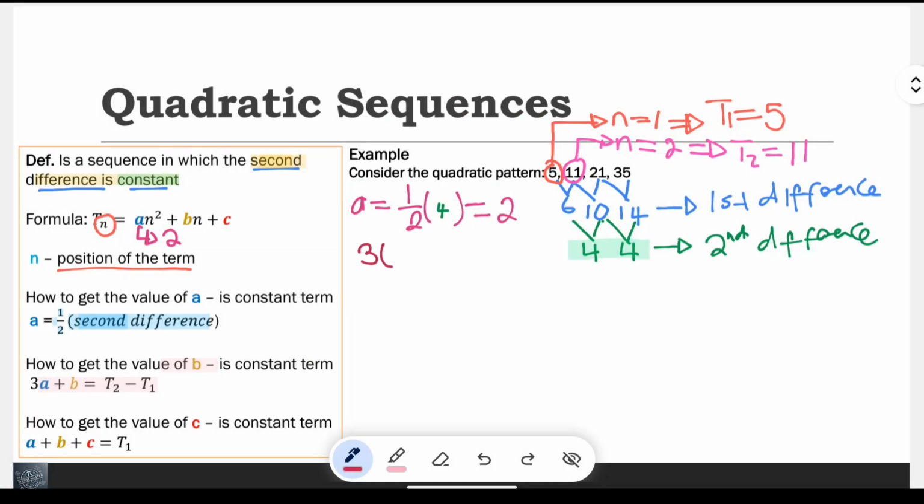The value of a is 2 because we've calculated it above. Then we're going to say 2, and then we close our bracket. And then it's plus b. Remember, we are looking for b. This is how we find the value of b, which is equals to T2.